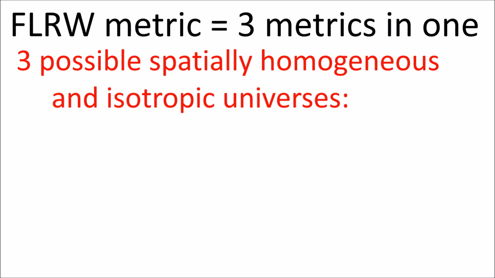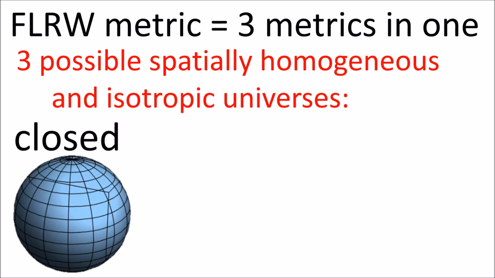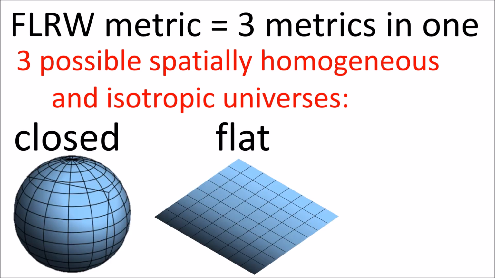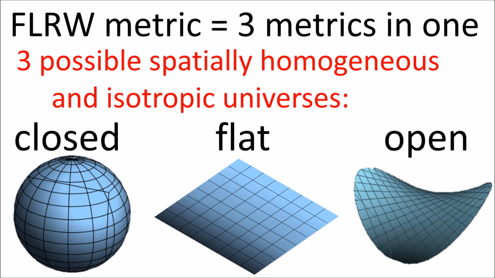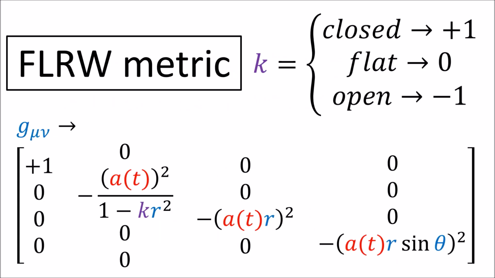The three possible universe geometries are the closed universe, the flat universe, and the open universe, provided that we're ignoring more complicated geometries that have holes. In the FLRW metric, we can choose between the three geometries by selecting the parameter k to be +1 for a closed universe, 0 for a flat universe, or -1 for an open universe.